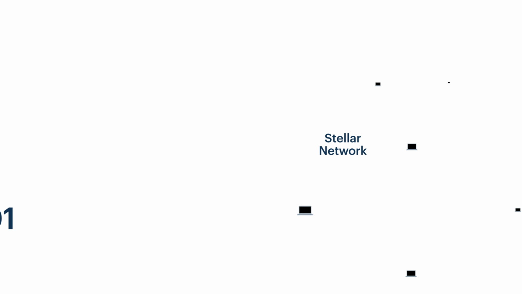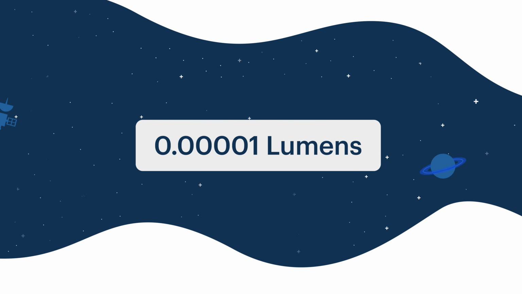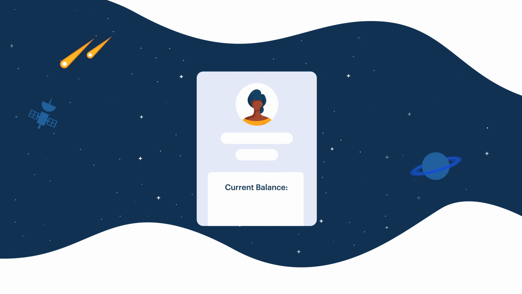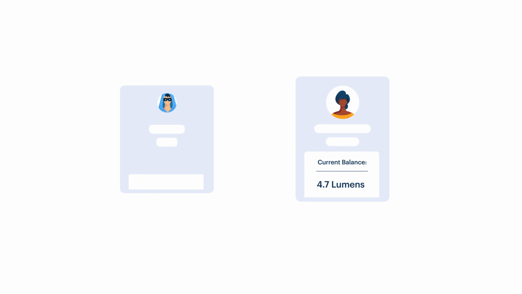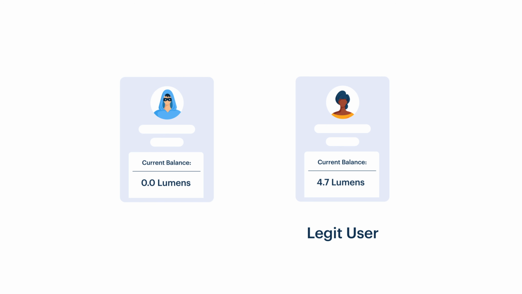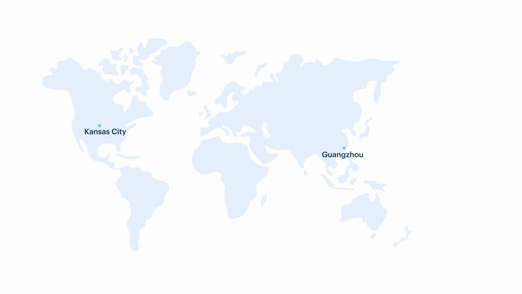In addition to serving as a universal currency translator, Lumens also protect the integrity of the network by preventing spam. Transaction fees are paid in lumens, and every Stellar account has a minimum balance, too. The transaction fees and minimum balance are low enough that legitimate users don't really notice them, but high enough to disincentivize spammers. Lumens are a critical component of the Stellar protocol.